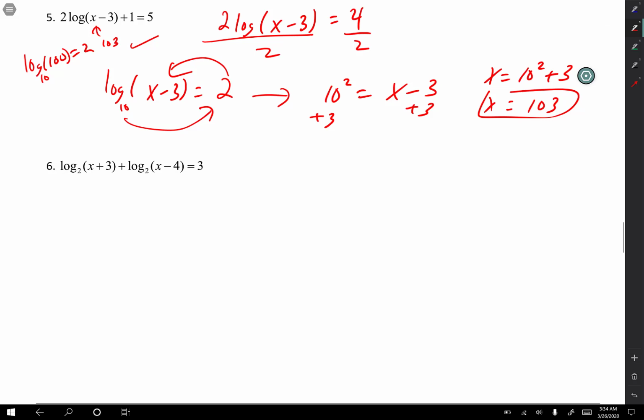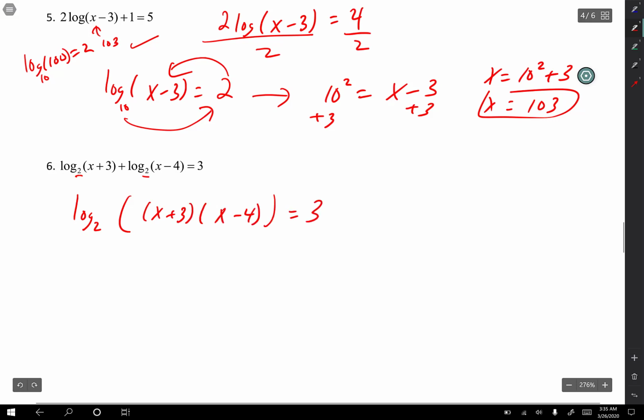Log base 2 of (x plus 3) plus log base 2 of (x minus 4) equals 3. So I have a plus here. The logs have the same base. So I'm going to write log base 2, giant parenthesis, and I'm going to write (x plus 3), close, open, (x minus 4), close, close, equals 3.